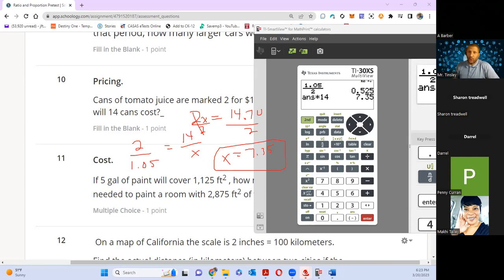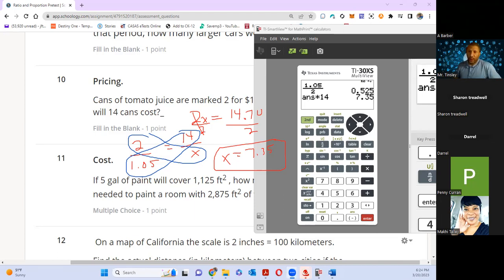Okay, so let me show you. Remember, when you want to cross multiply, 2 times X is 2X. And 14 times $1.05, you got 14.70. Then you divide both sides by 2. You get 7.35. Now, on the GED, most of the time you can solve by equivalent fractions, but you should be familiar with all 3. Equivalent fractions is the easiest way, but you're going to have a unit rate problem.